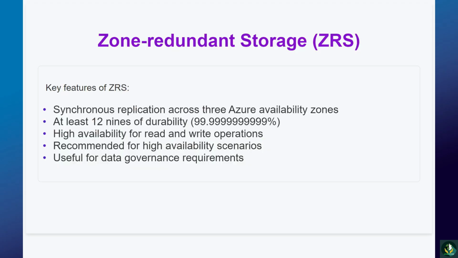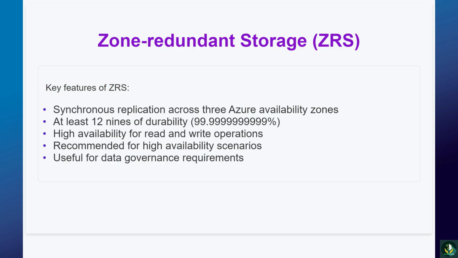Zone redundant storage, or ZRS, represents a significant leap forward in Azure's data redundancy options. This sophisticated storage solution is designed for availability zone-enabled regions, offering a robust approach to data protection and availability. At its core, ZRS operates by synchronously replicating your Azure storage data across 3 distinct Azure availability zones within the primary region. This approach provides an impressive level of durability, ensuring at least 12 nines, 99.9% of data object integrity over a given year.